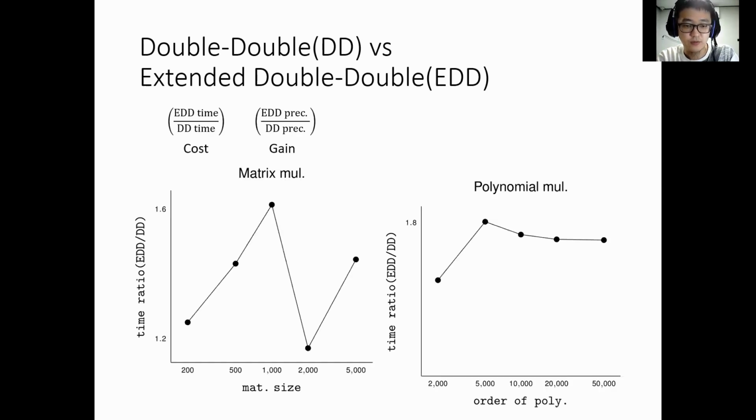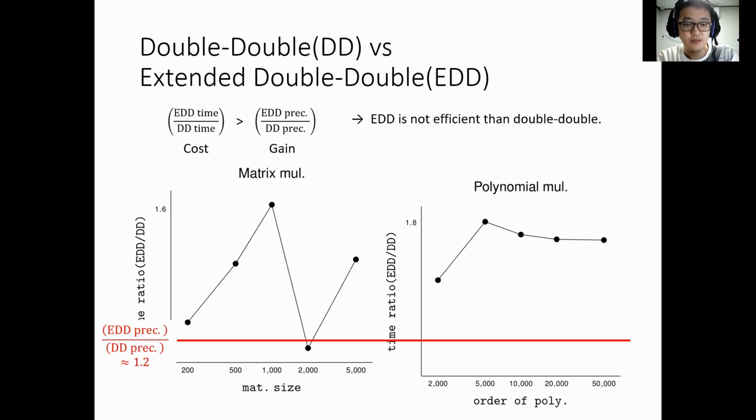Okay, we have done exactly the same test, and we have plotted the time ratio, that's the cost. And also we can draw the gain as a horizontal line, that's approximately 1.2. As you can see, the cost is fairly above the gain. So our conclusion is that this extended double is not worthwhile to try as far as the efficiency region is concerned.